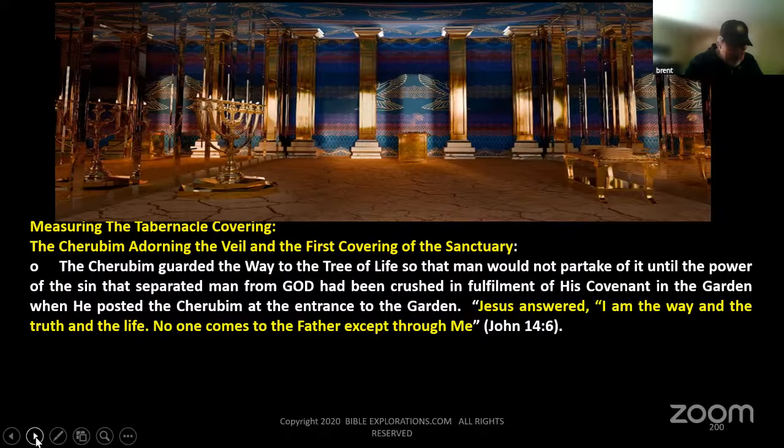The cherubim guarded the way of the tree of life so that man would not partake of it until the power of sin that separated man from God had been crushed. Remember, the covenant was that the seed would crush the head of the serpent, in fulfillment of his covenant in the garden when he posted the cherubim at the entrance to the garden. Jesus answered, I am the way and the truth and the life. No one comes to the Father except through me.